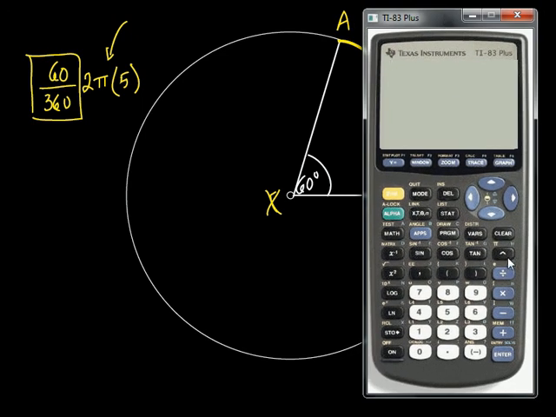so let's do this. 60 over 360, so 60 divided by 360 equals that. And then you can do a little bit of this in your head, right? Times what? Times 10, and then times pi. And pi, where is pi? It's right here. Boom. Equals, there it is, 5.2. Let's just say 5.2.